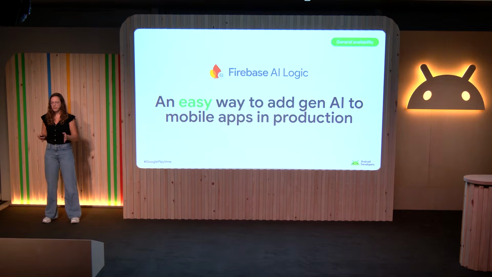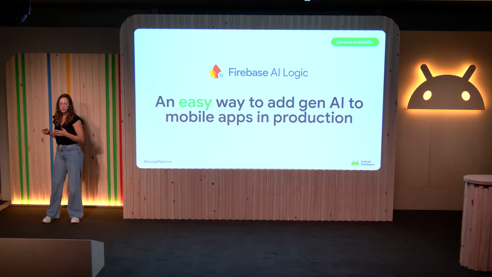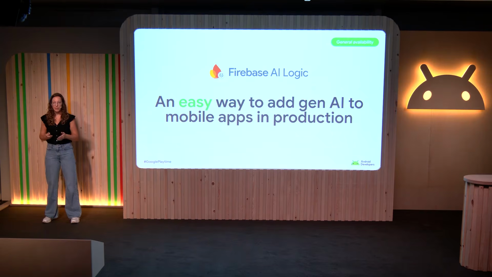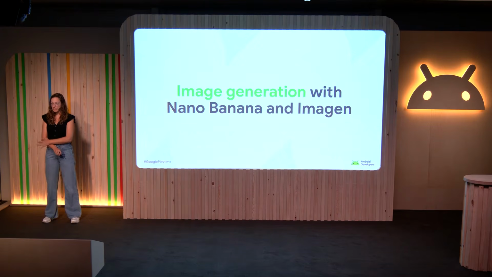So to summarize, with the Firebase AI Logic SDK, we have created an easy way for you to add generative AI to your mobile app and publish it in production. Now, next up, I would like to focus on some newer capabilities that we can use with our cloud models. So far, we've mostly looked at text-based and general purpose GenAI. But what about our visual experiences?